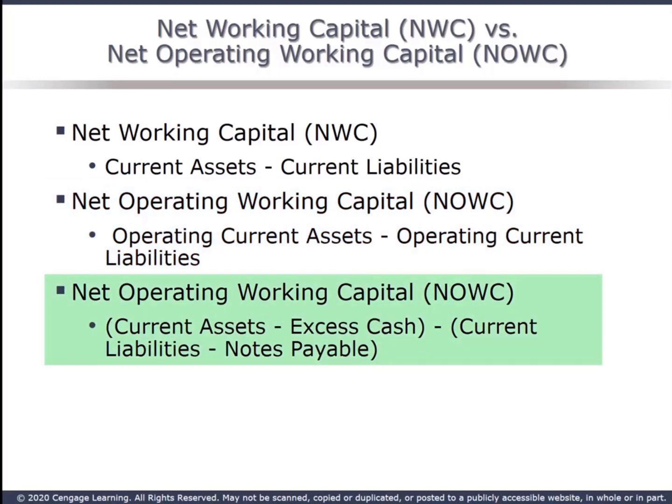Short-term investments, which De Leon doesn't have any, are not an operating asset. They're an investing asset. Notes payable are not an operating liability. They're a financing liability. So for De Leon, net operating working capital is equal to current assets minus the quantity current liabilities minus notes payable.